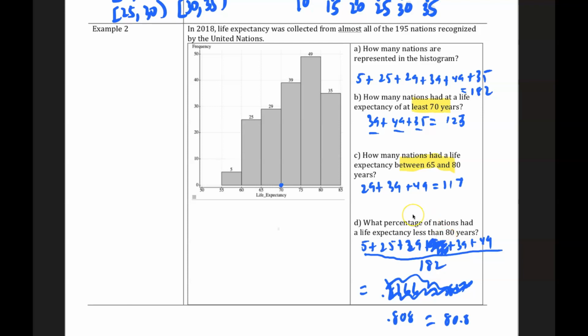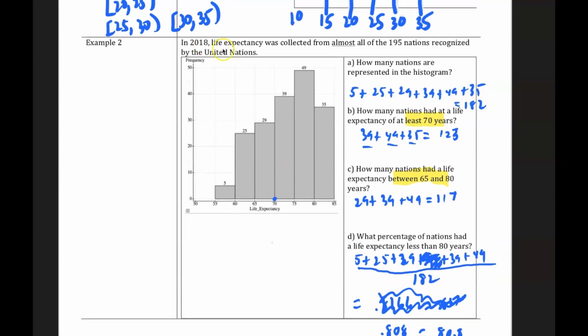In another example, let's answer some questions from a histogram that's been created for us. Here's some, again, real data from 195 nations recognized in the United Nations. This is from 2008, and what we're looking at is the life expectancy of citizens from those countries. And so you can see, again, the distribution, if we want to talk about that.